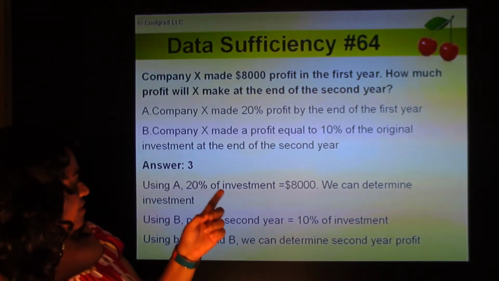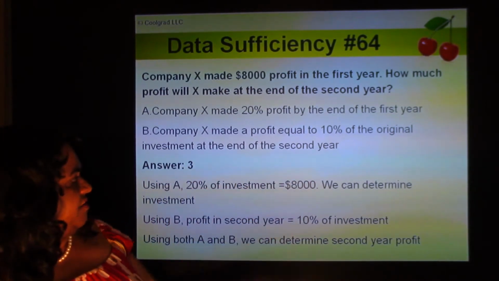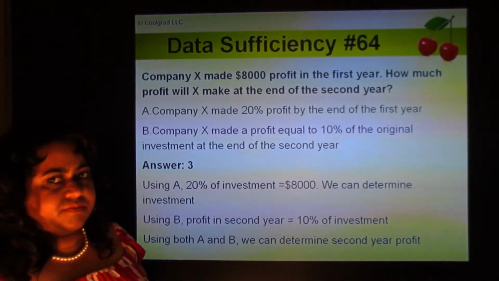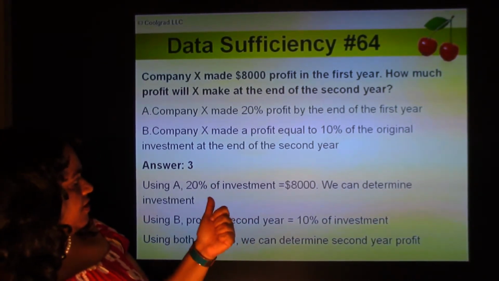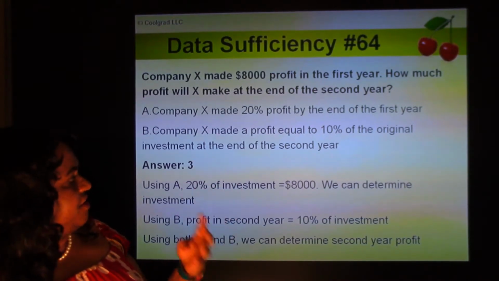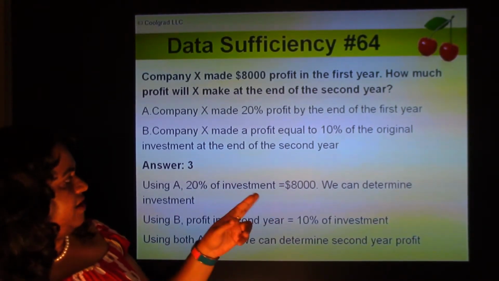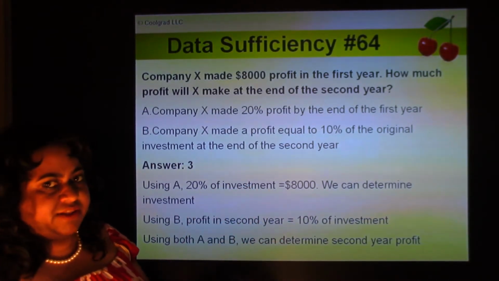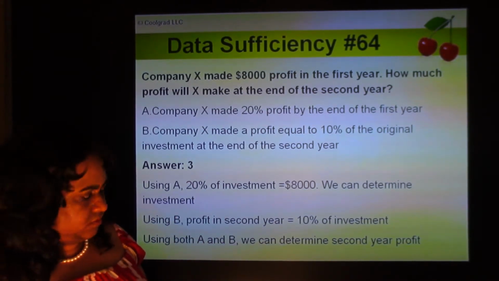Using statement B, company X made a profit equal to 10% of the original investment at the end of the second year. So 40,000, 10% of that is 4,000. So in the second year they made 4,000 profit. So we know the investment from statement A, and from that we know 10% and we calculate that. So we need both the statements together to calculate the profit at the end of the second year. So we pick option 3.